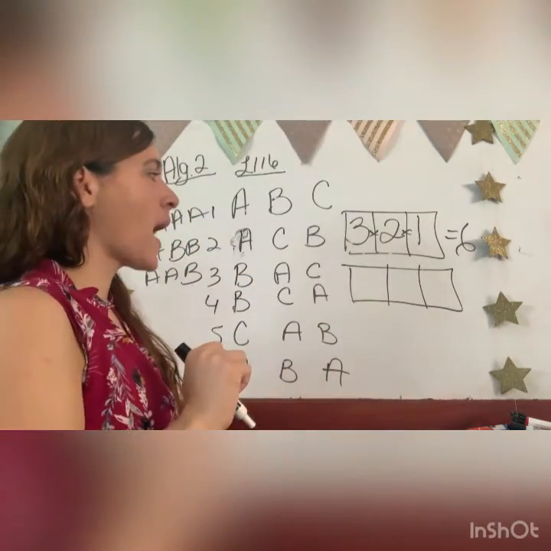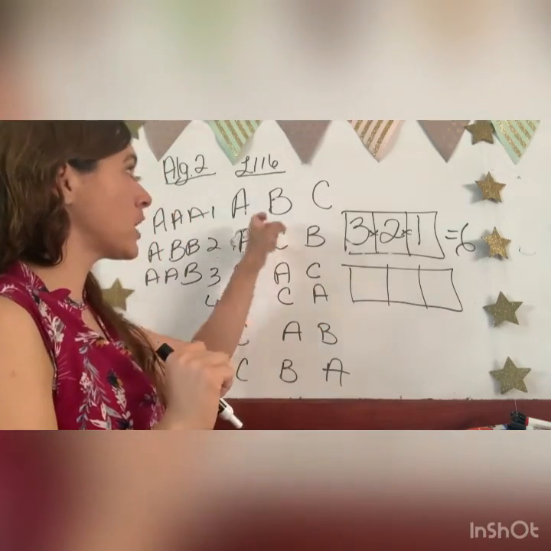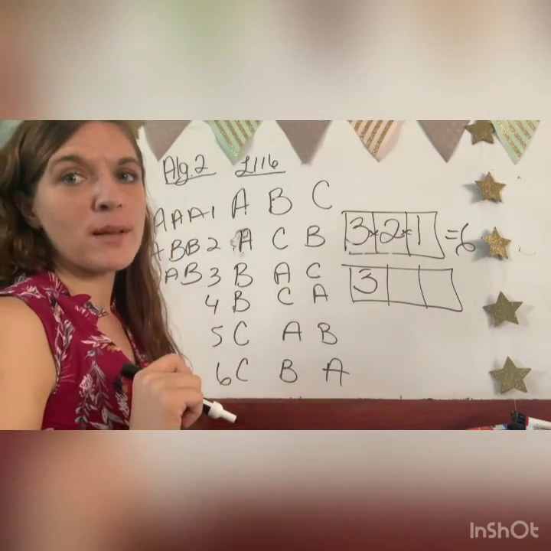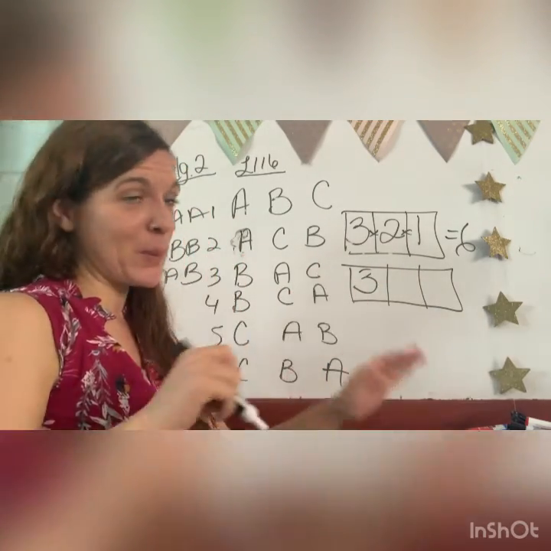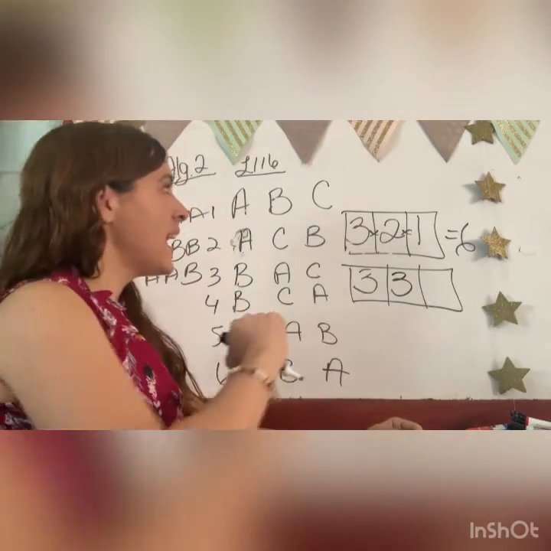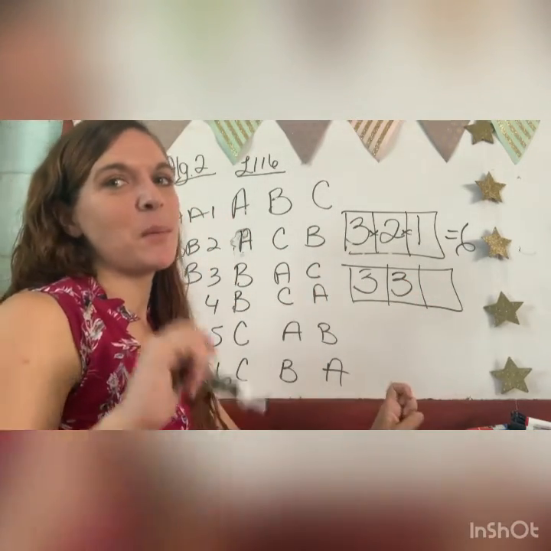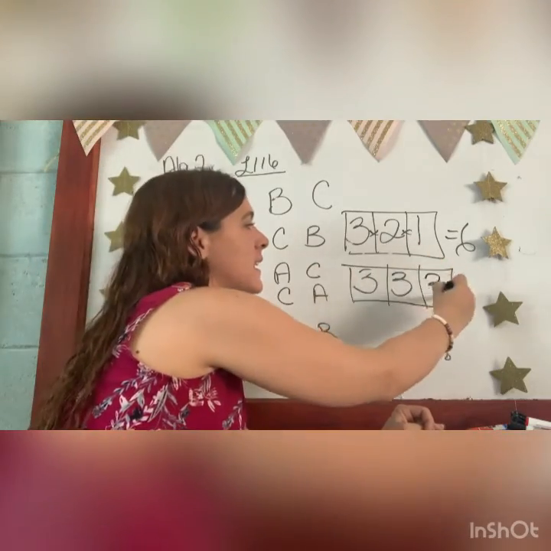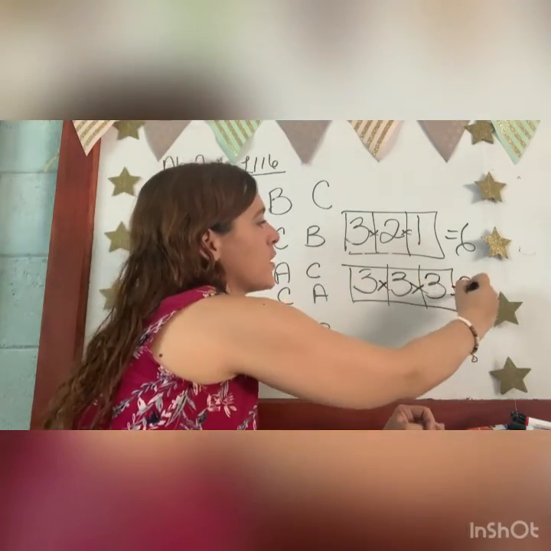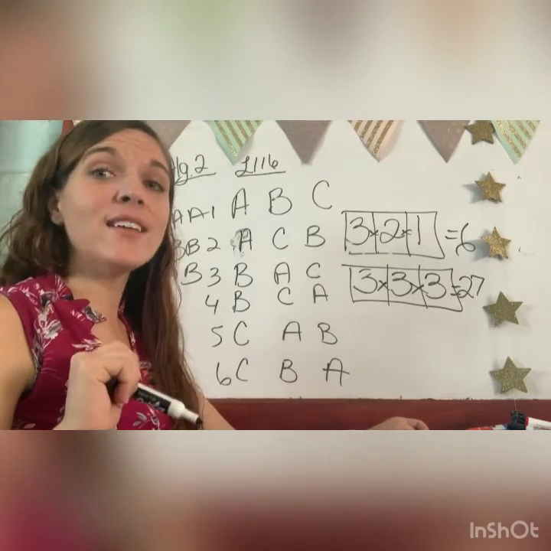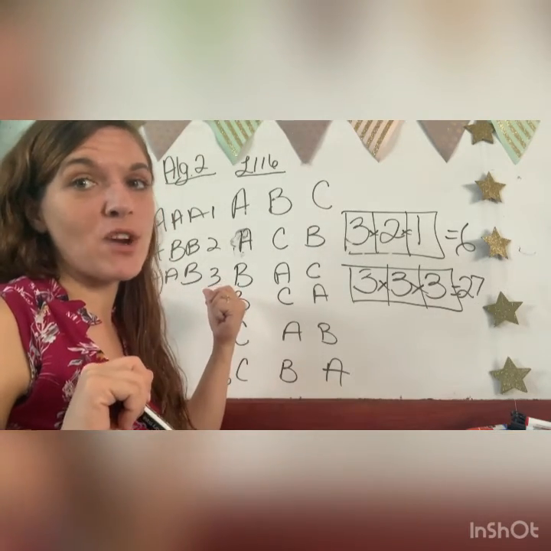How many options would you have for the first box? 3. You could either put an A, B, or a C. How many options would you have for the second box? 3, because you could still put an A, B, or C. And how many options would you have for the third box? 3, because you would still be able to put A, B, or C. So then how many different ways could you do that one? 27.